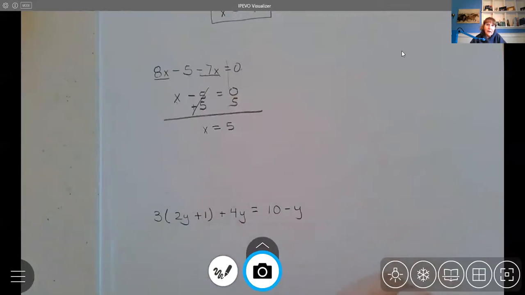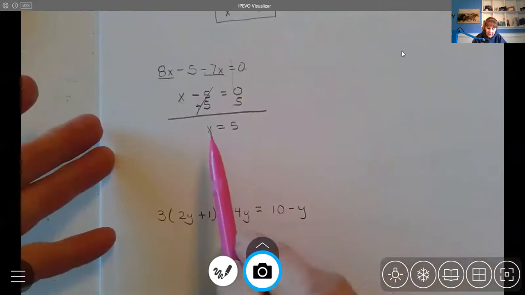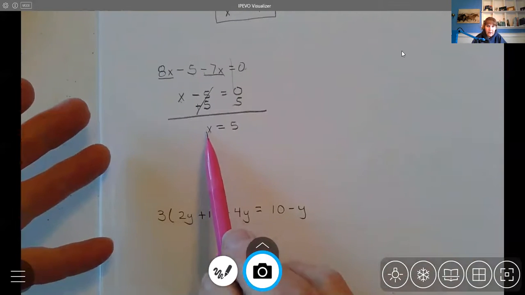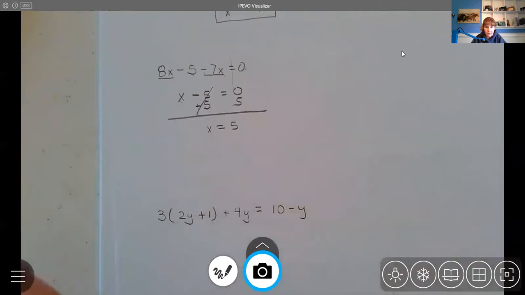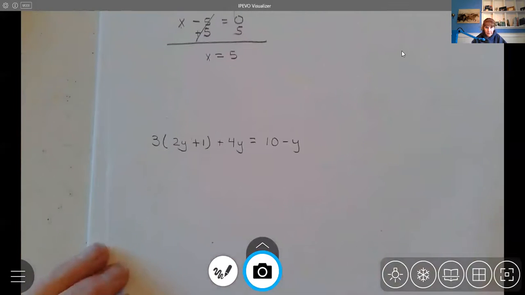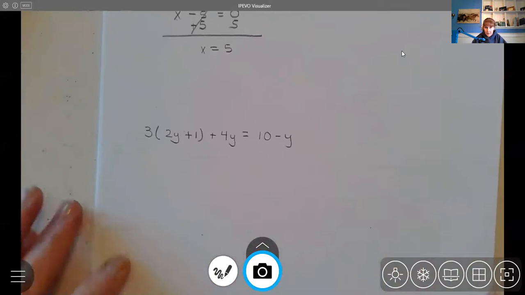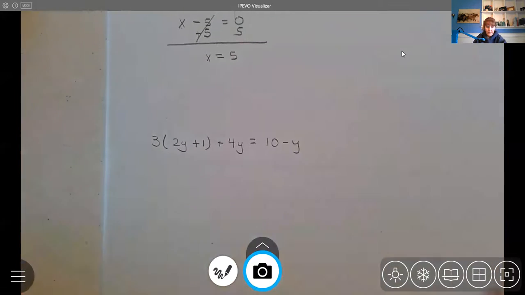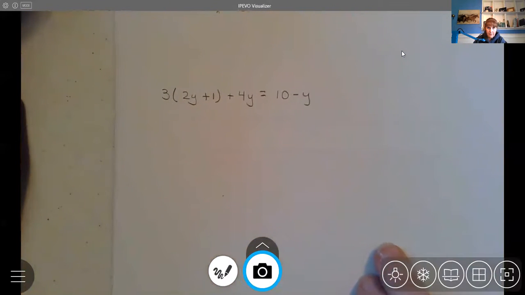And again, we don't have another step. We don't have that second step of division or whatever we needed to do because the x already has the 1 in front of it. So you're done. Okay, let's try another one. And then we'll apply it with some inequalities. Move this up a bit.